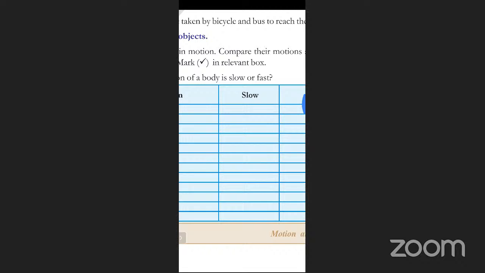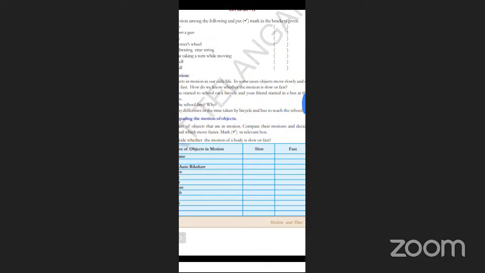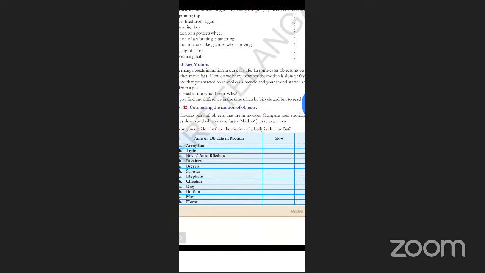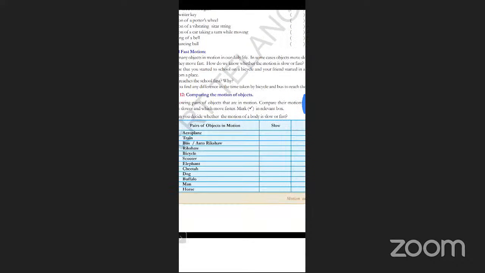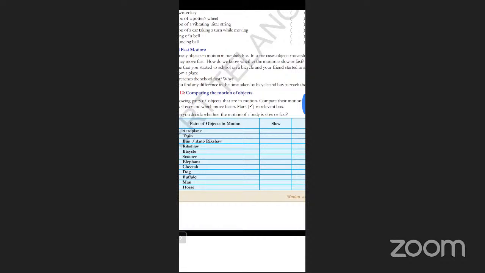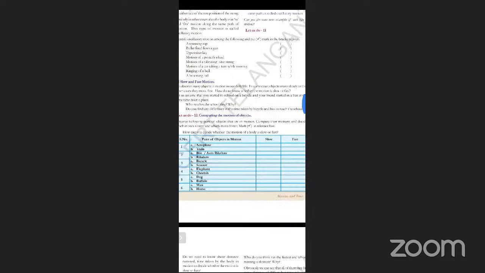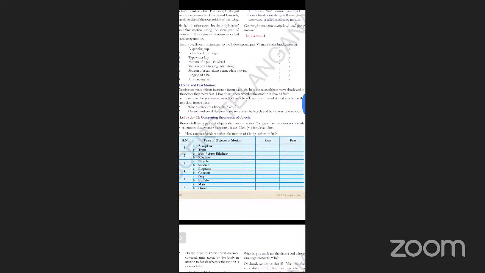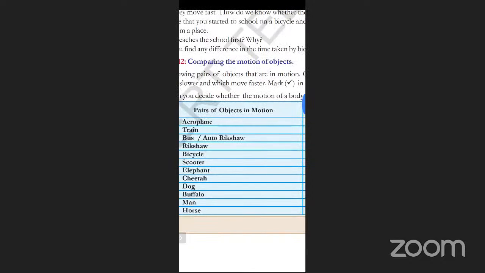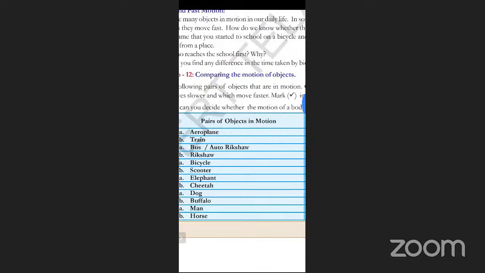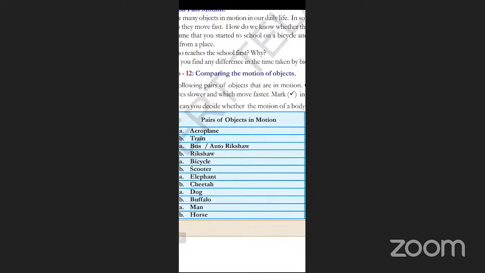So here they have given the statement also. How can we decide whether the motion of the body is slow or fast? Usually aeroplane is fast, train is slow. Compared to aeroplane, train is slow. Do you all agree with me, children? Yes. If we compare aeroplane and train, aeroplane will go fast.